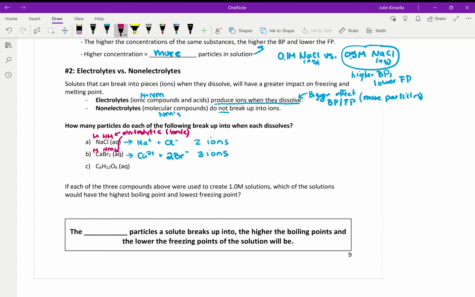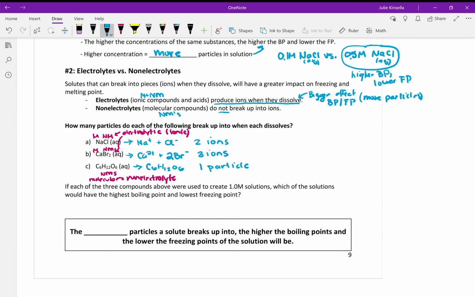And then this is going to be kind of the one that always catches students. Carbon, hydrogen, oxygen are all nonmetals. So because they're all nonmetals, you have a molecular compound, which means this is a non-electrolyte. So even though it looks like there's a lot of atoms there, they stay together as a molecular compound. So this will actually stay together as that C6H12O6. So there's only one particle here.